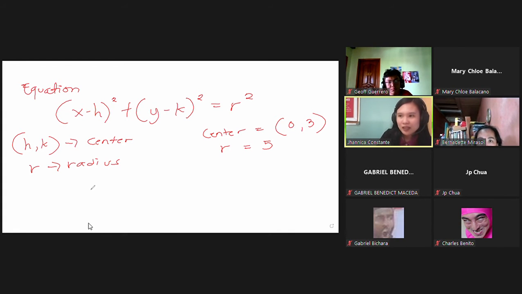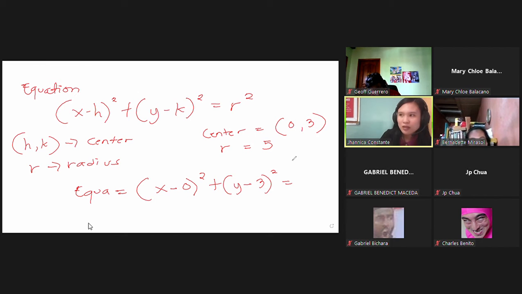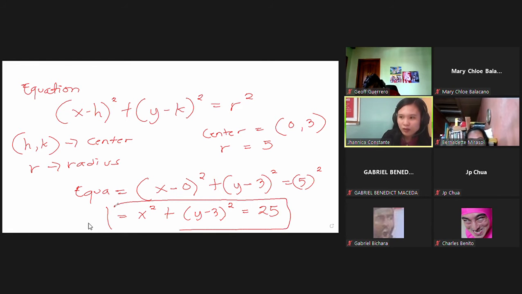So the equation of the circle is x minus h, which is 0, squared, plus y minus k, which is 3, squared, equals the radius, which is 5 squared. Simplify the equation that you have. x minus 0 is equal to x. We have x squared plus y minus 3 squared equals 25. So this is the equation of the circle.